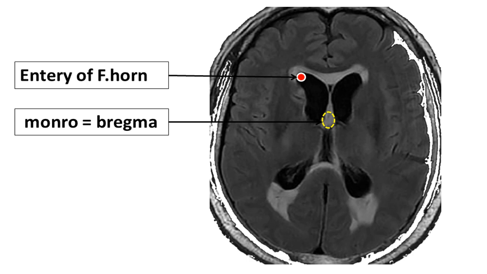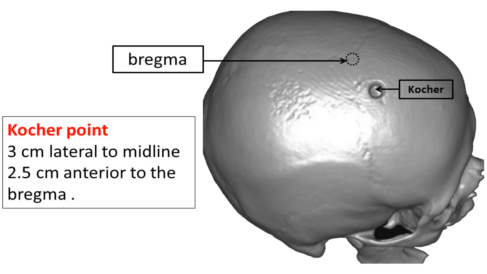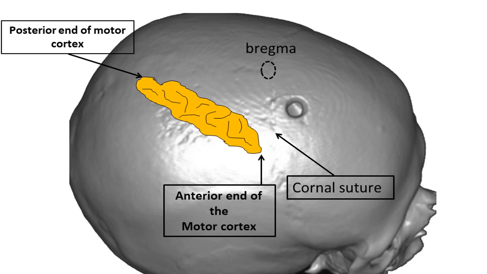Roughly, the entry point needs to be in front and lateral to the bregma by a few centimeters, and this is what was described accurately by Kocher to be about 3 centimeters lateral to the midline and 2.5 centimeters anterior to the coronal suture. Why lateral? Because when the frontal horn enlarges, it goes more laterally. Why anterior to the coronal suture by about 2.5 centimeters? To avoid the anterior or the lower part of the motor area. If you remember in the previous video, we said that the motor cortex can go more anterior to be very close to the coronal suture.